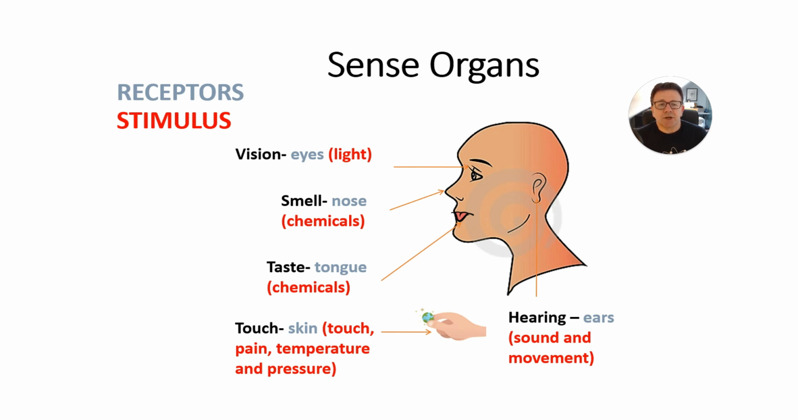Sense organs are another thing they like, particularly with foundation students. You need to know about the different senses, the receptors, and the stimuli. Vision is the eyes and light, smell is your nose, which detects chemicals, taste is your tongue, which detects chemicals, touch is skin, which detects touch, pain, temperature and pressure, and hearing is your ears, which detect both sound and movement.